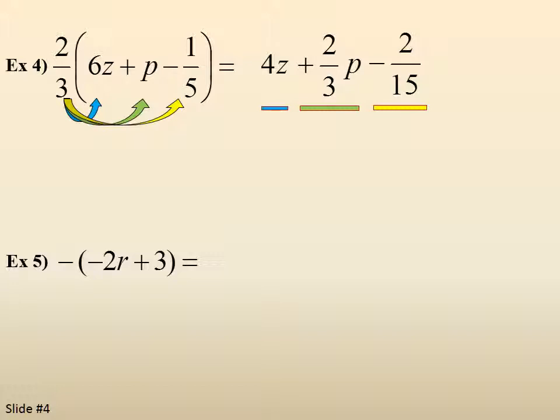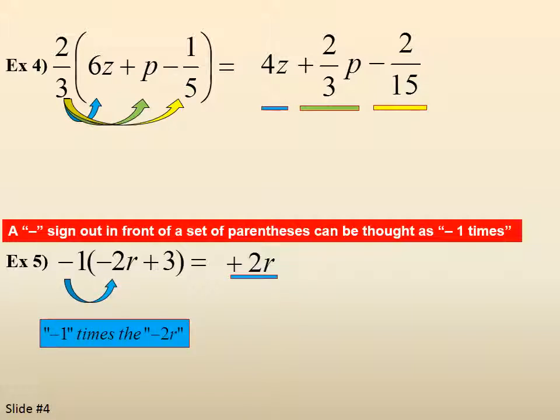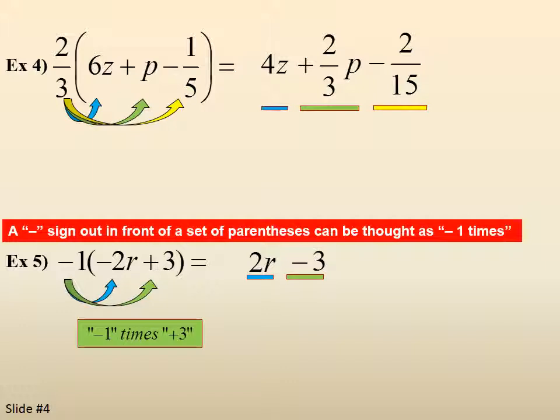So now we've got negative times parentheses. Well, a negative sign out in front of a set of parentheses can be thought of as negative 1 times. So you really want to think of it this way, so we can follow the same process. So the negative 1 times negative 2r would be a positive 2r. Don't need to write a leading plus. And then negative 1 times positive 3 would give us a negative 3.